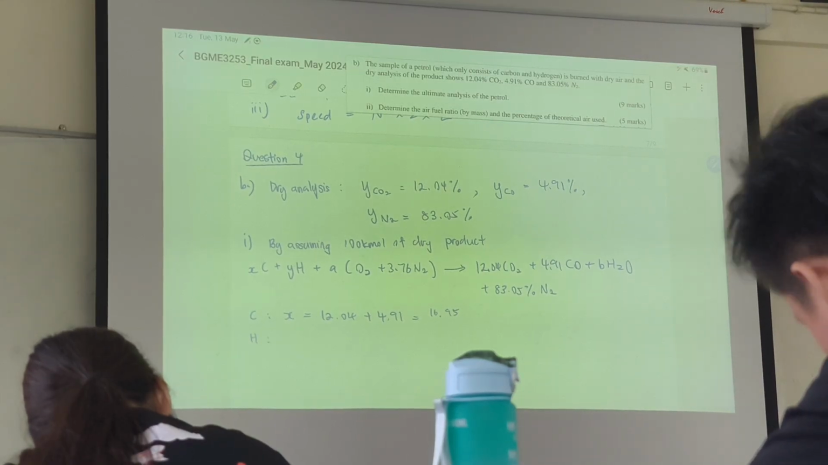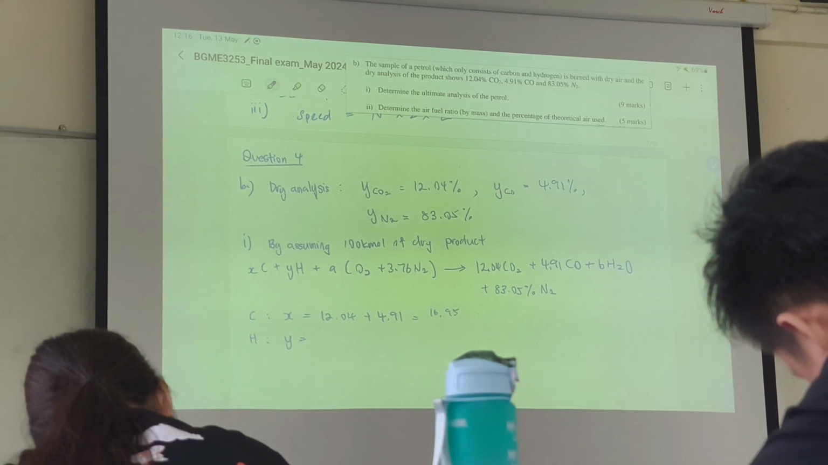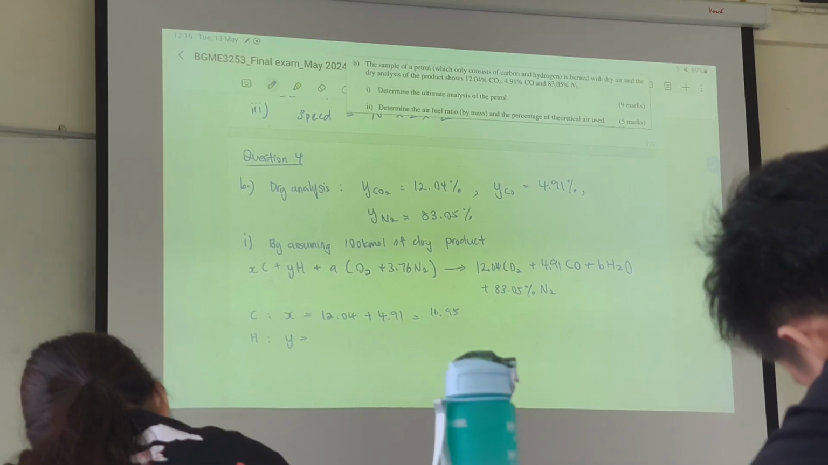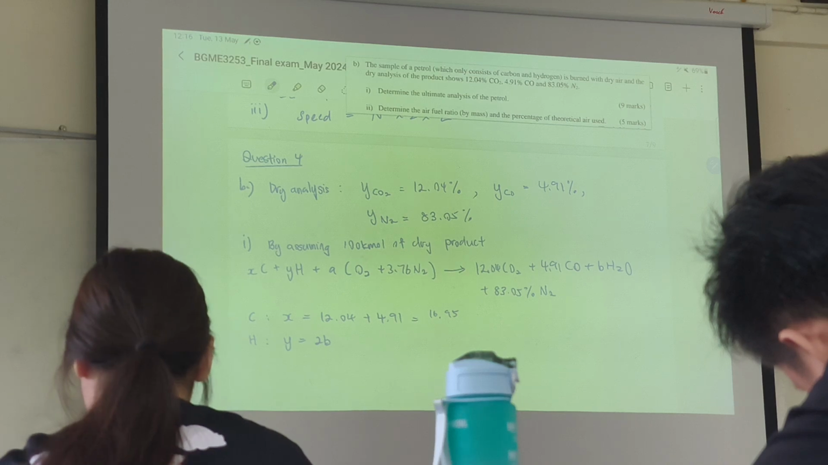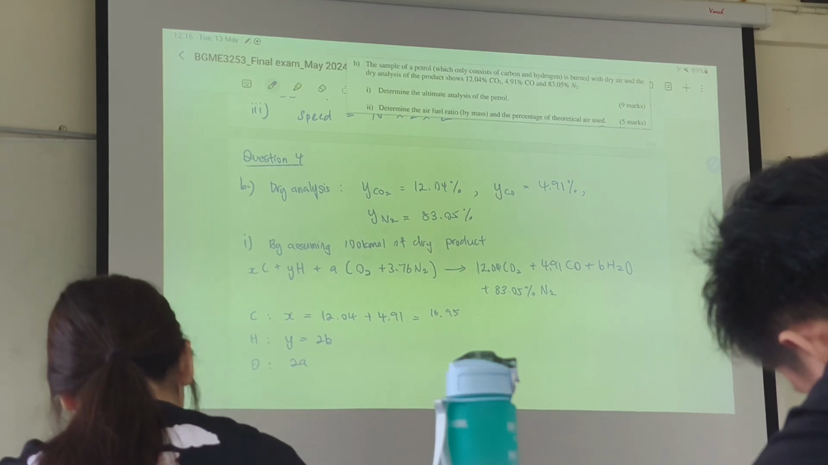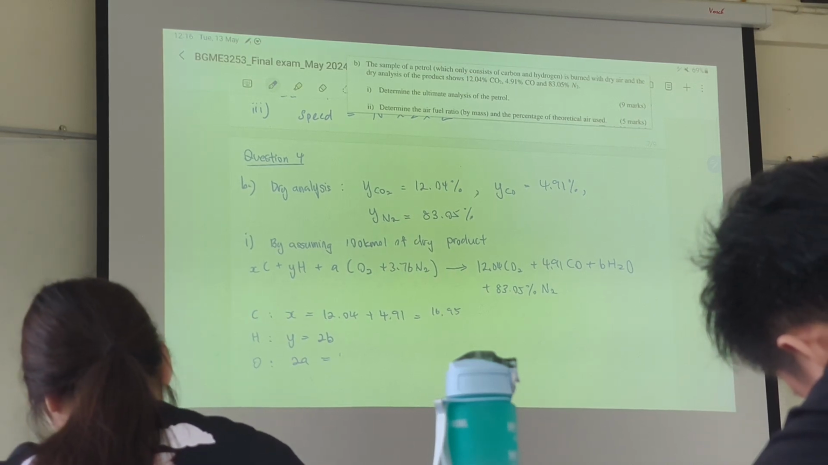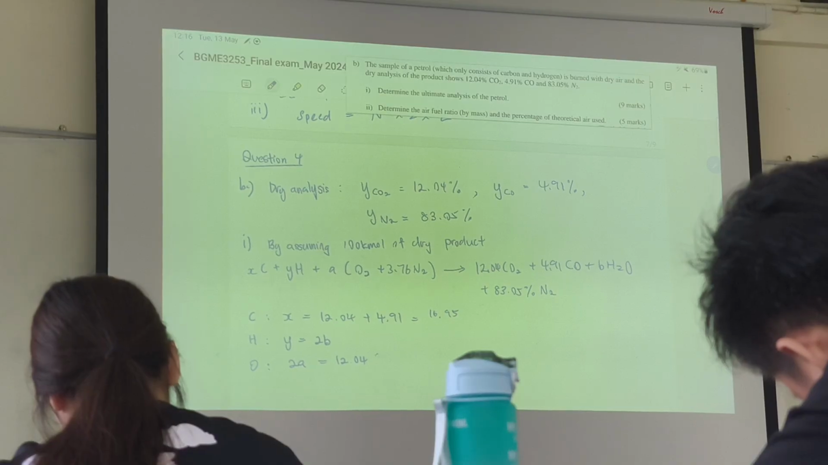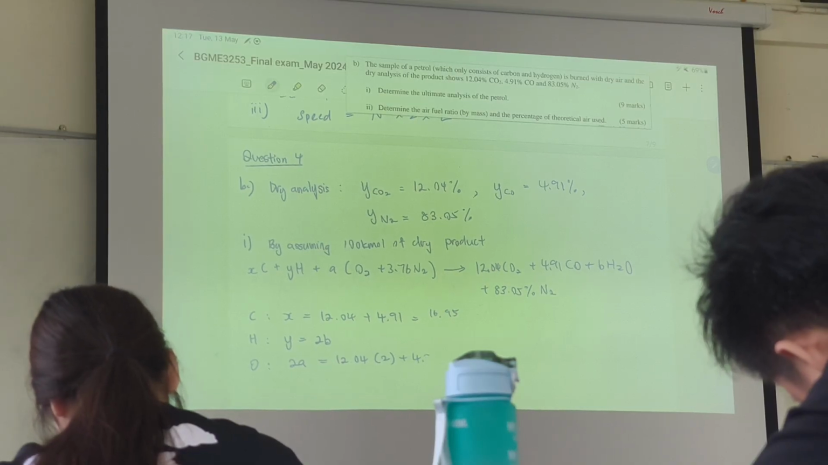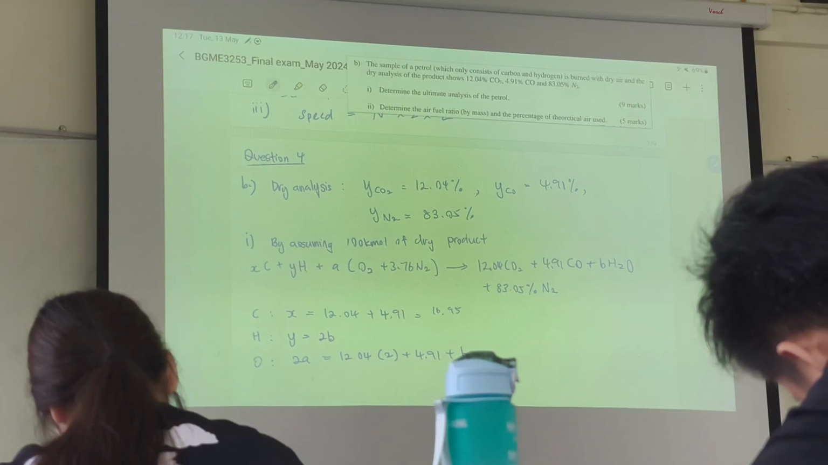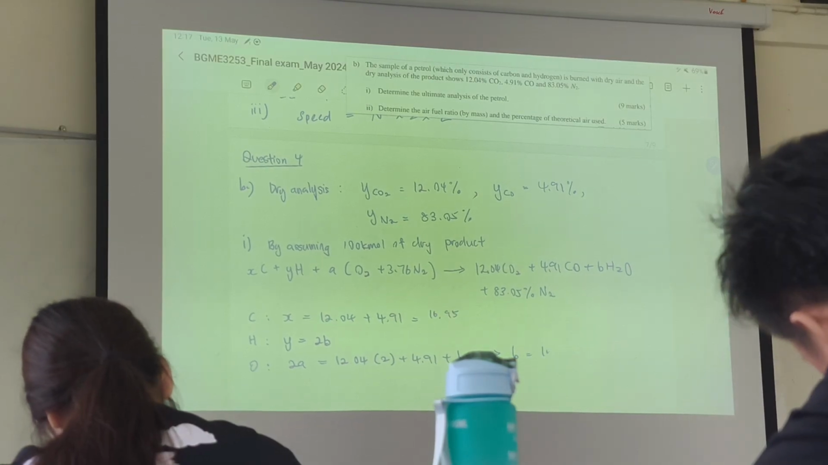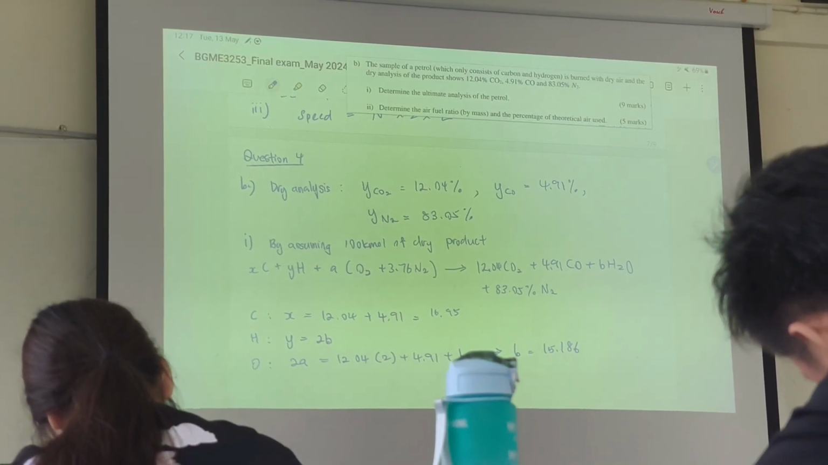We balance H, Y is equals to 2B, nothing else. Then we balance O, so 2A is equals to 12.042 plus 4.91 plus B. So from here you can get B is equals to 15.186.